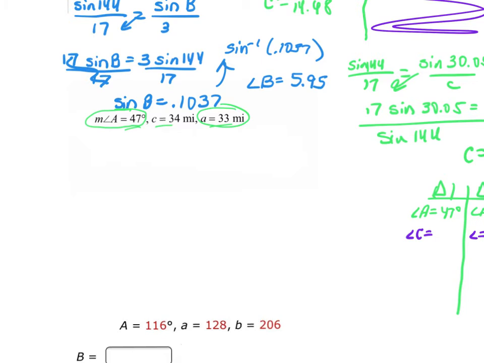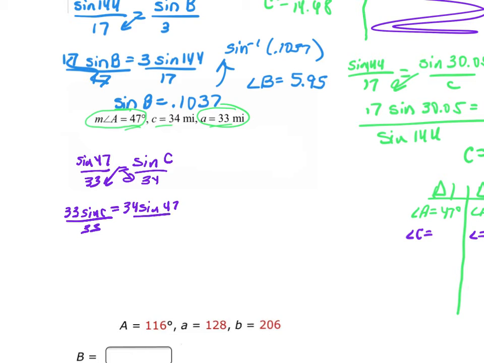So I'm going to set up my proportion: the sine of 47 over 33 equals the sine of C over 34. So we're going to cross multiply. 33 times the sine of C equals 34 times the sine of 47. Divide both sides by 33. And I get that the sine of C is 0.7535. Again, guys, we know that that's not the angle measure, that's the sine of the angle.